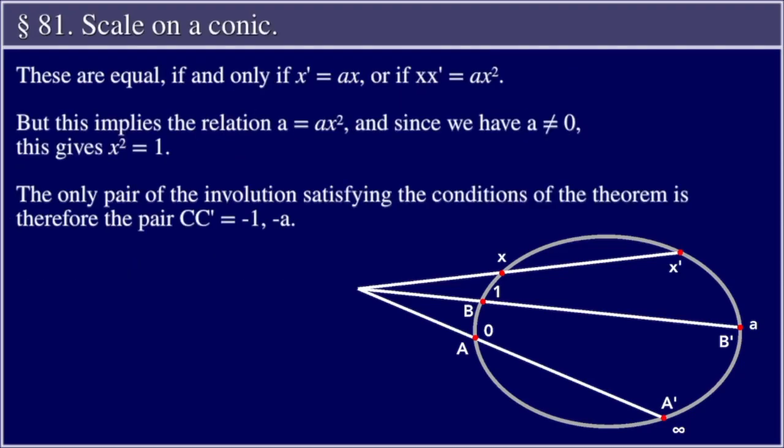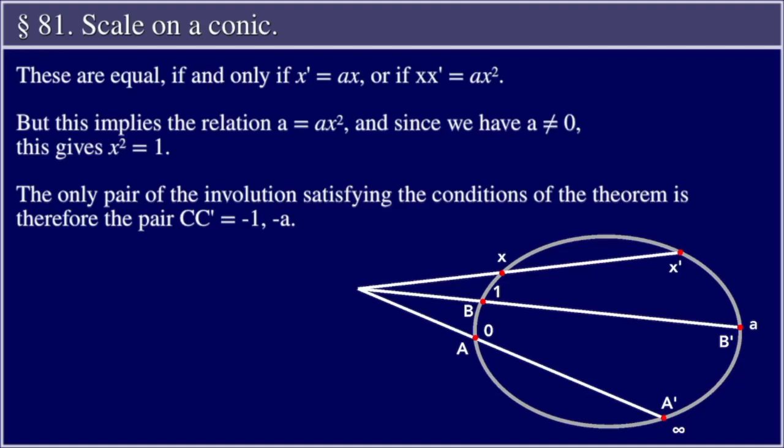These are equal if and only if X prime is equal to aX, or if XX prime is equal to aX squared. But this implies the relation a equal to aX squared, and since we have a not equal to 0, this gives X squared equal to 1. The only pair of the involution satisfying the conditions of the theorem is therefore the pair C prime equal to negative 1, negative a.